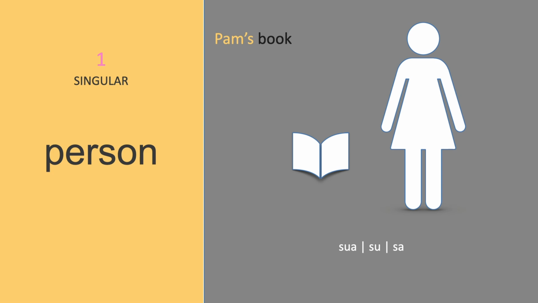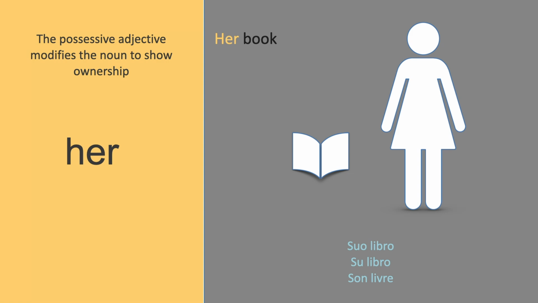Pam's book. If you are referring to Pam, you could also say this by using the possessive adjective and saying her book, her book, her book.